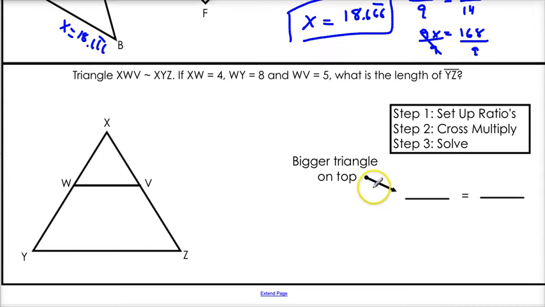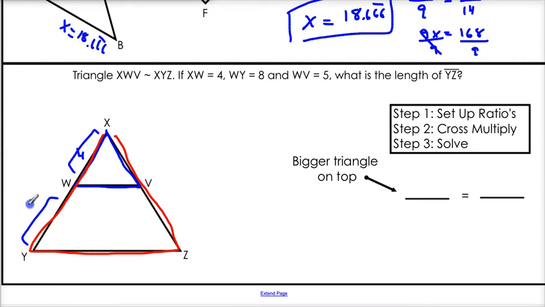Okay, let's keep trying it. Let's see if we got this. So here we know triangle XWV, which is this smaller triangle right here, is similar to triangle XYZ, which is the bigger triangle, this whole guy right here. If XW is 4, so we have this part right here, XW is 4, and WY, which is right here, is 8, and WV is 5, what is the length of YZ? And that's at the bottom here, so that's going to be our X.